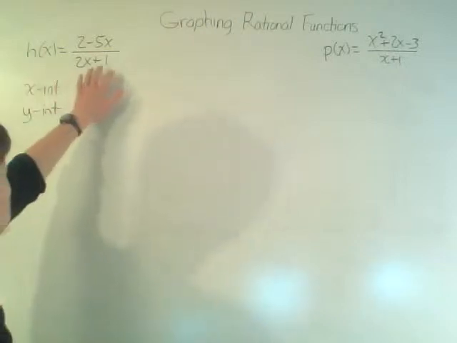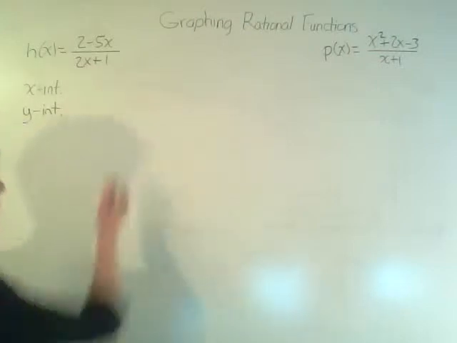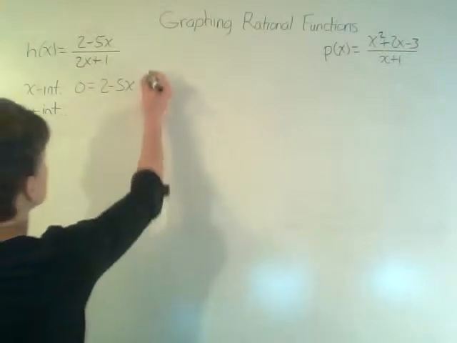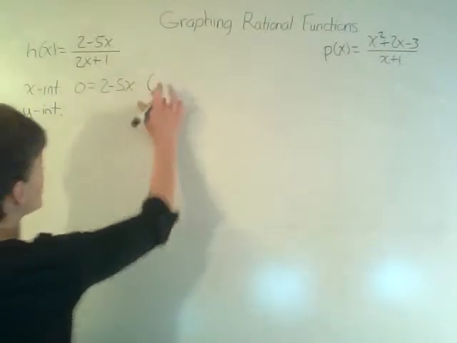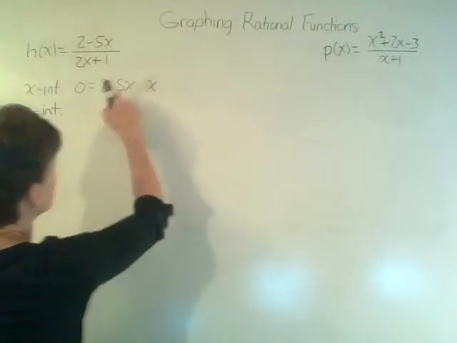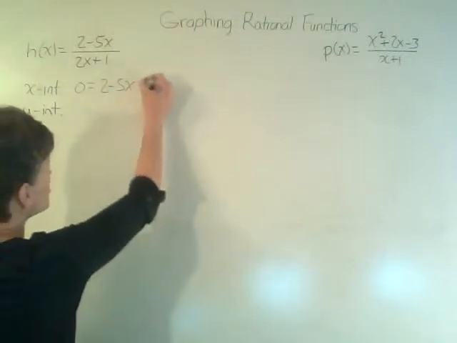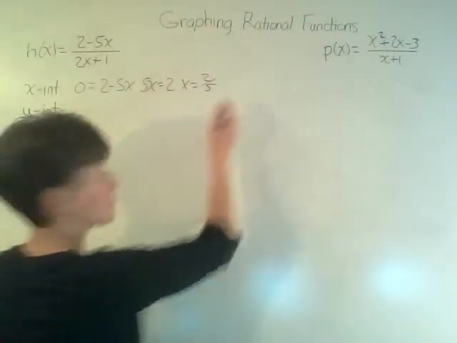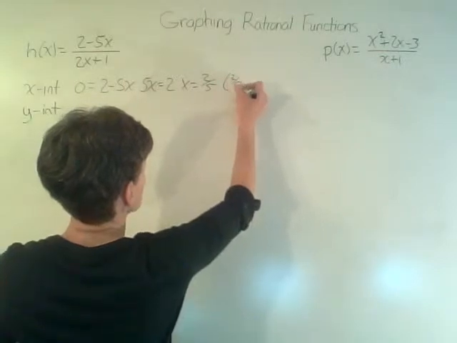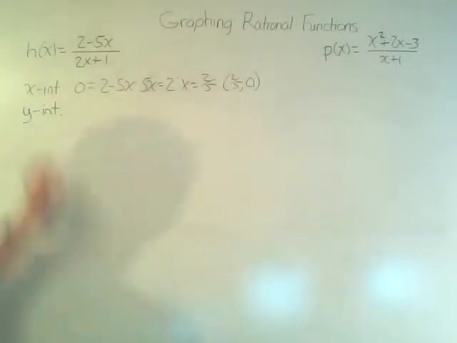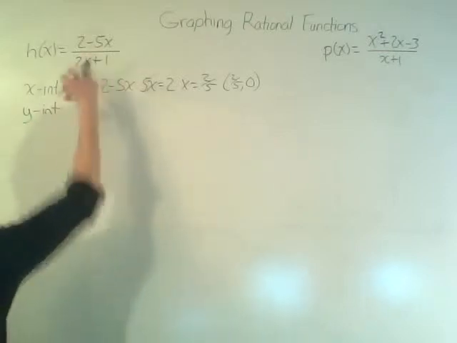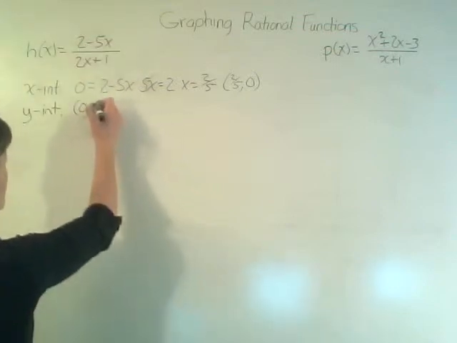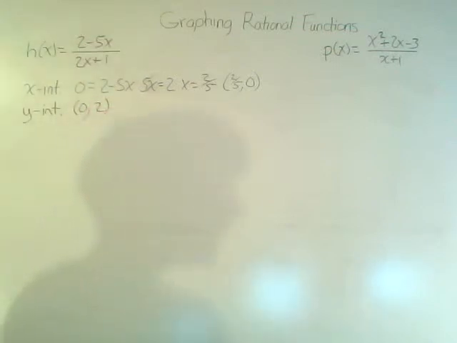Alright, so in this one, my x-intercept, remember I only have to look at the numerator for that. So I say 0 equals 2 minus 5x. Well, that means that x equals, I can move the 5x over, so I have 5x equals 2, and then x equals 2/5. So my x-intercept for this graph is (2/5, 0). Now, to get the y-intercept, I'll let x be 0. Well, if x is 0, then those two go away, and I have 2 over 1, which is 2. So (0, 2) is my y-intercept.